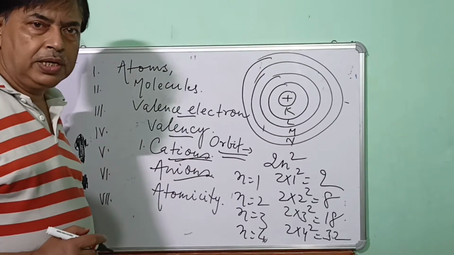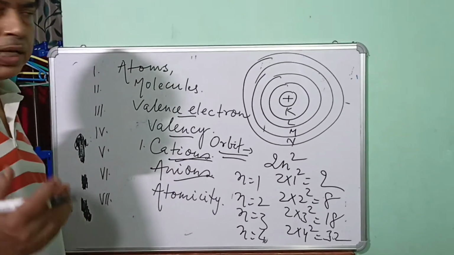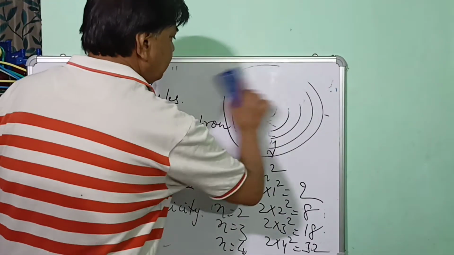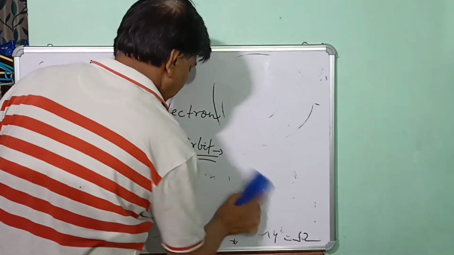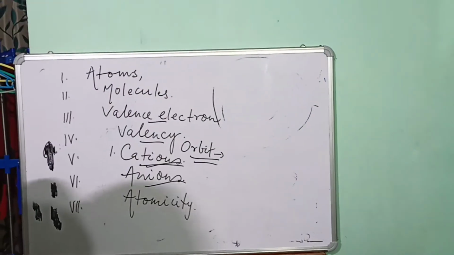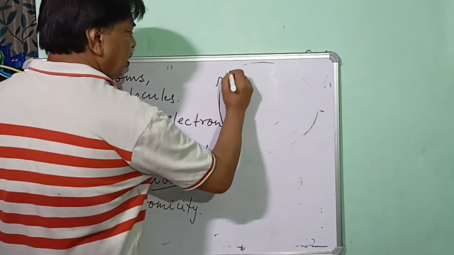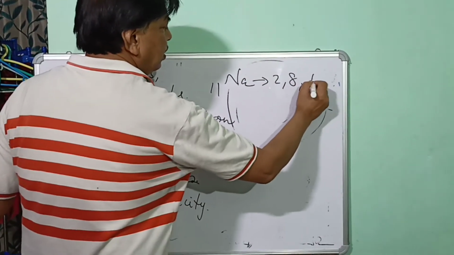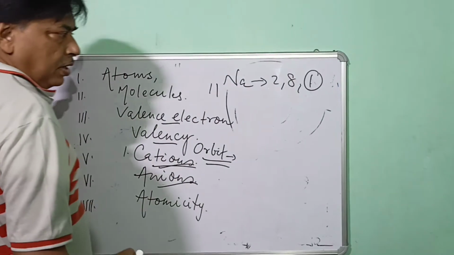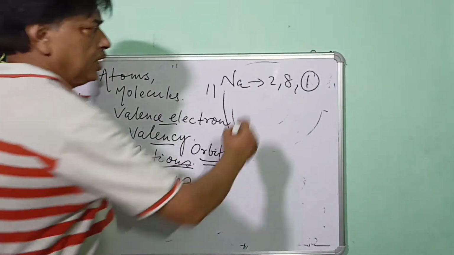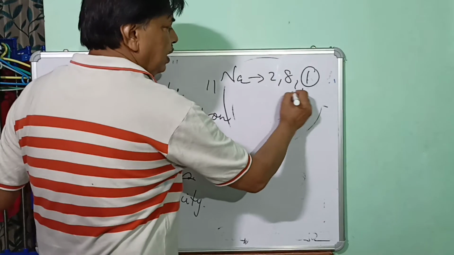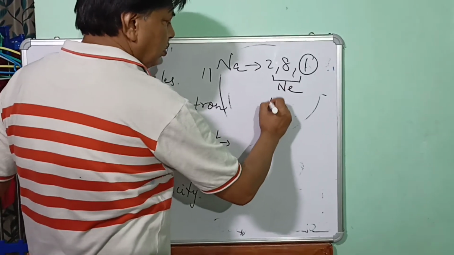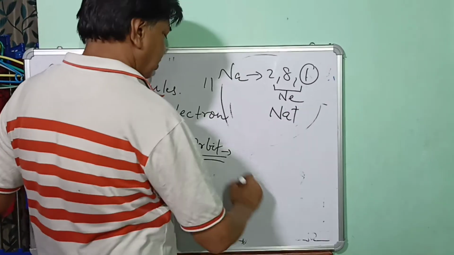Anion is the negative ion that is formed by gaining the electron. So we can show it by the example. The atomic number of sodium is 11, its configuration is 2, 8, 1. So its valence electron is 1, and it will lose 1 electron easily, and that will get the nearest inert gas configuration of neon. So it will lose 1 electron, so it will form cation Na+.